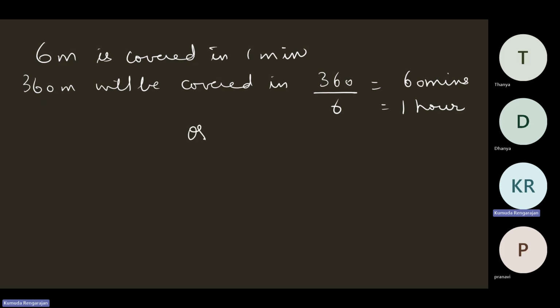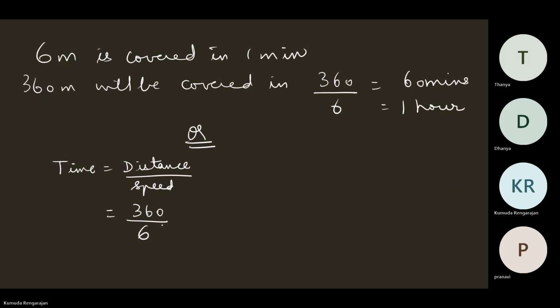Or you can use the formula. Time is equal to distance divided by speed. The distance to be covered by the elevator is 360 meters. And the speed of the elevator is 6 meters per minute, sorry. This is the distance, right? I told you, you can work it like this or use a formula.